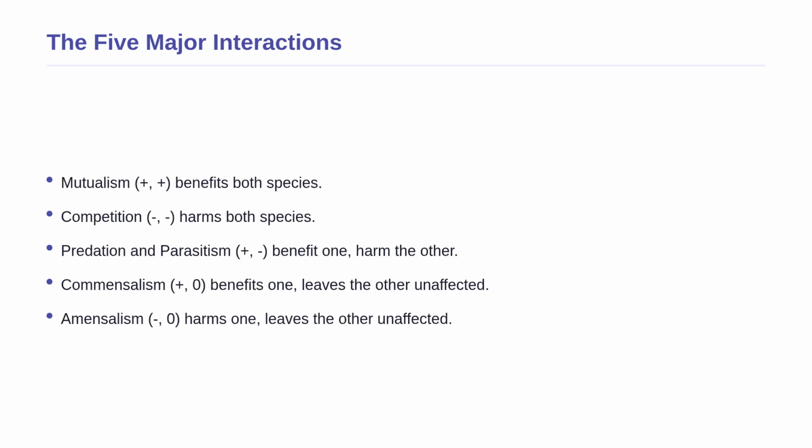By combining these positive, negative, and neutral signs, we can classify all major species interactions. Mutualism is positive for both species involved. Competition is negative for both, as they fight for the same resources. Predation and parasitism benefit one species while harming the other. Commensalism benefits one and leaves the other completely unaffected. Finally, amensalism harms one species while leaving the other unaffected. These combinations describe every possible relationship in nature. Every organism on Earth participates in at least one of these fundamental interactions.